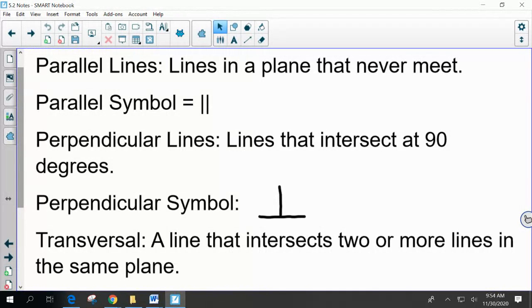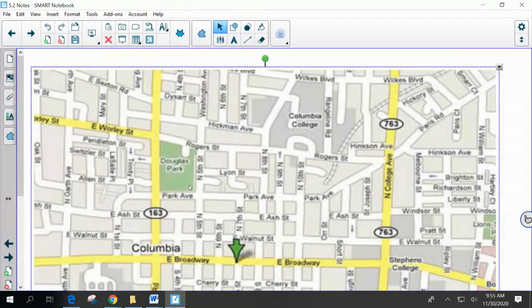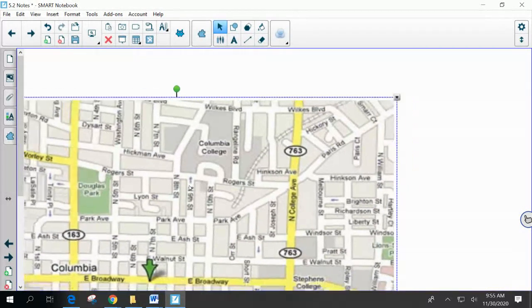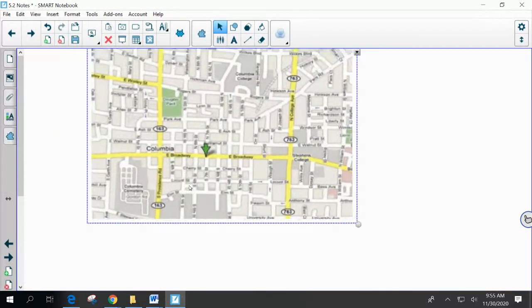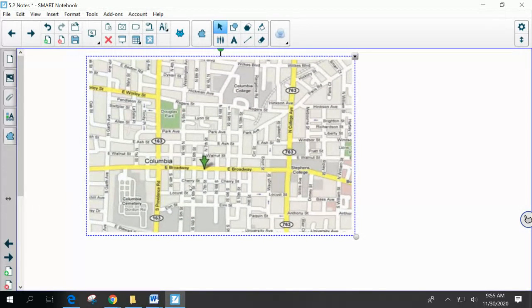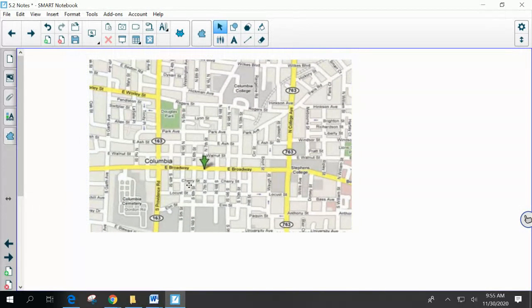Okay, so I know you've talked about some of these things before, but today we're going to work with different angle measurements and how to solve them. Here is an example. This is not on your paper, but here is a real life example of parallel and perpendicular lines. So what is this a map of? Columbia. Specifically, mainly downtown Columbia.